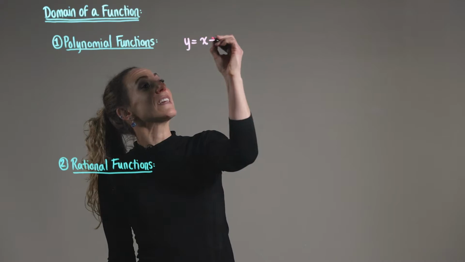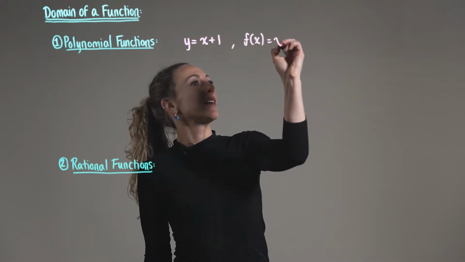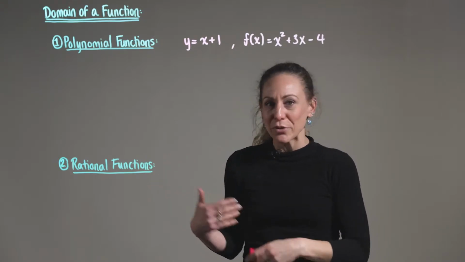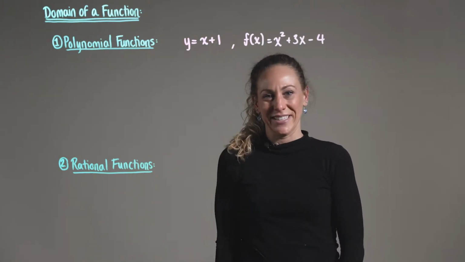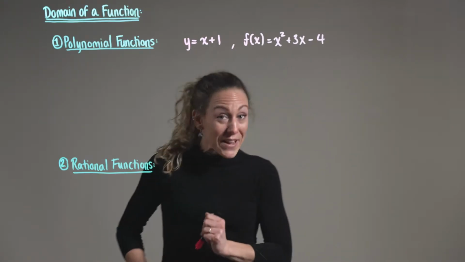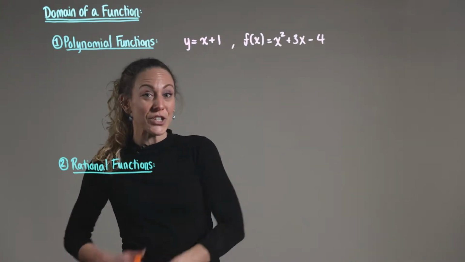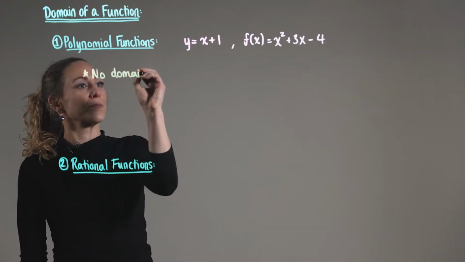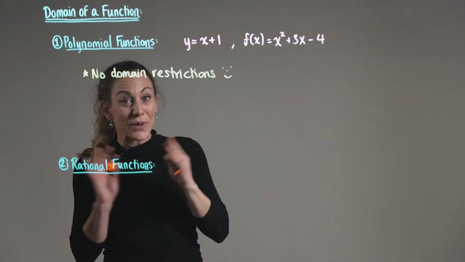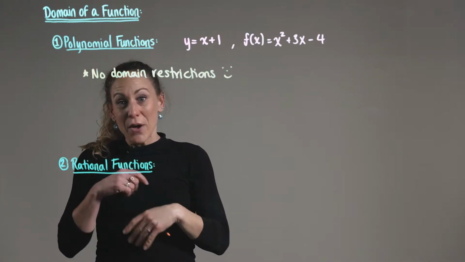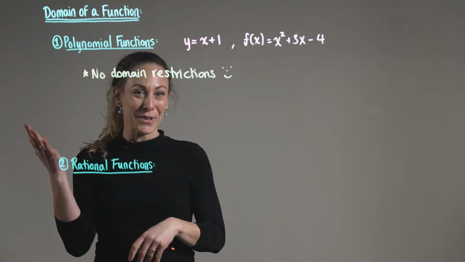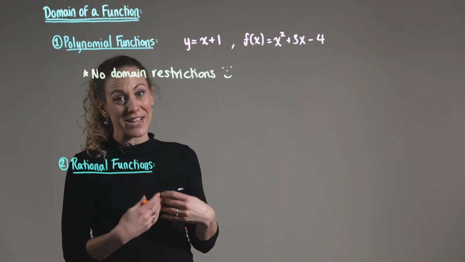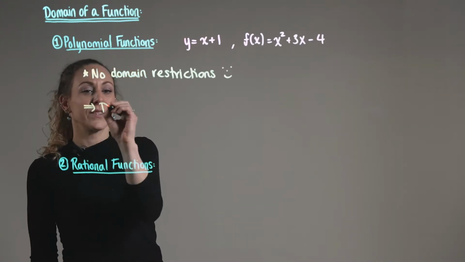So you could have a linear function, a quadratic function. Polynomials also include cubics, quartics, and beyond. And these are one of our more favorite functions because these functions have no domain restrictions. So if we have no domain restrictions, anytime we're working with a polynomial function, we automatically know that that function has a domain of all real numbers.